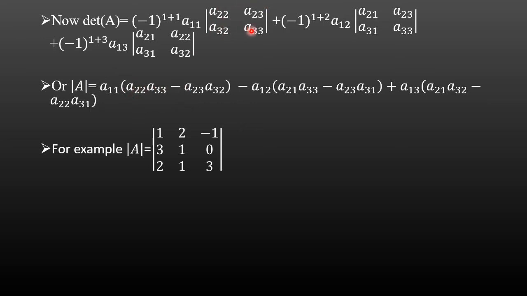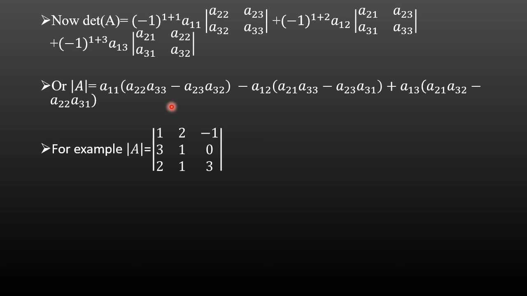So when you expand it, you will get a11. Now solve this 2 by 2 determinant. You know how to solve it: first the principal diagonal, then the secondary diagonal. So a11 times (a22 into a33 minus a23 into a32), minus a12 times (a21 into a33 minus a23 into a31), plus a13 times this. Why plus, minus and plus? Because of this power. So this is the expansion along the first row.